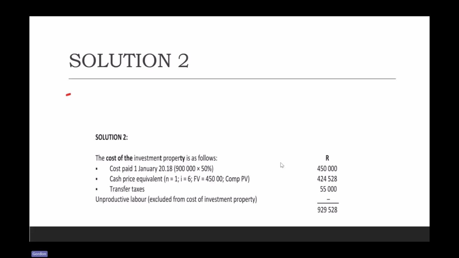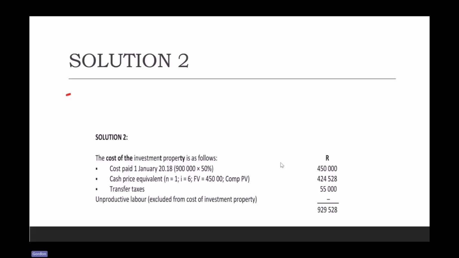We bring that value here, and if you use your financial calculator, you clear your memories. You say N equals 1, I equals 6, future value is 450,000, you compute present value, and it gives you the answer. If you don't want to use your financial calculator, you have to do it manually. I can't even remember the formula; I'll find it and tell you. But normally we use the financial calculator: N equals 1, I equals 6, future value equals 450,000. You compute present value, and it gives you the answer 424,528.